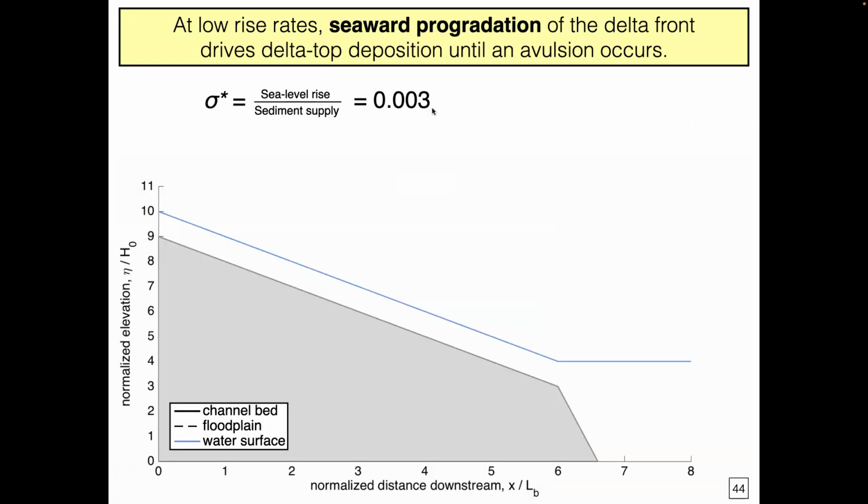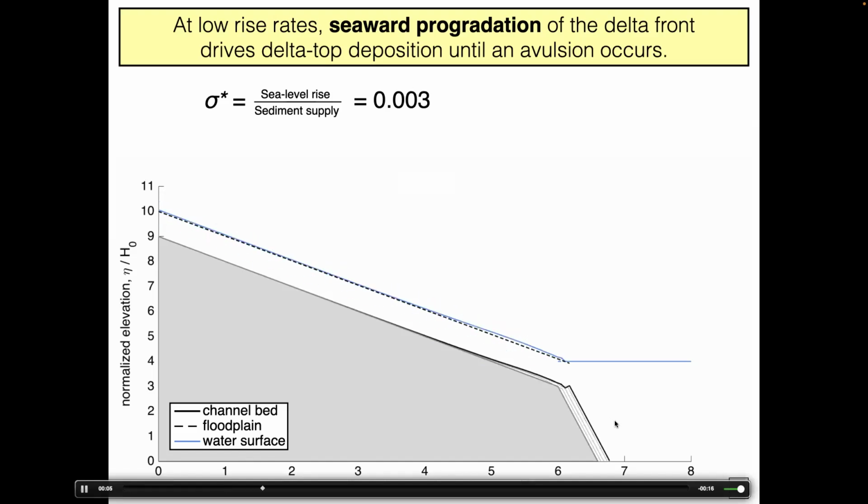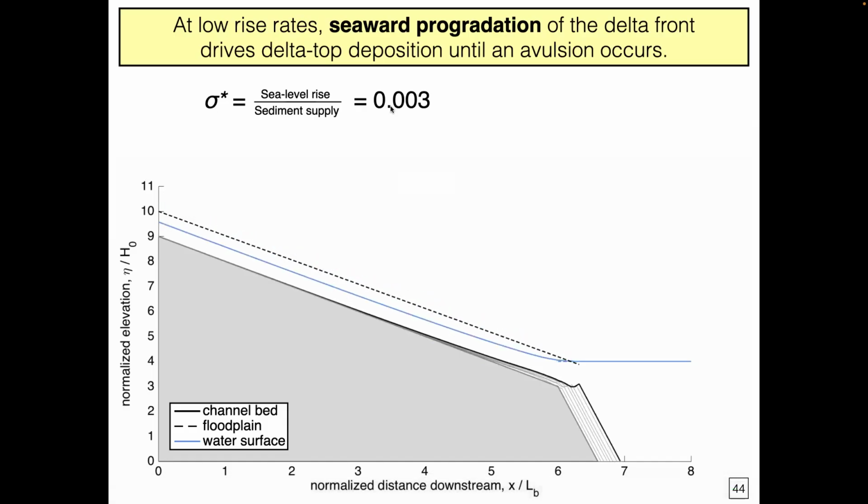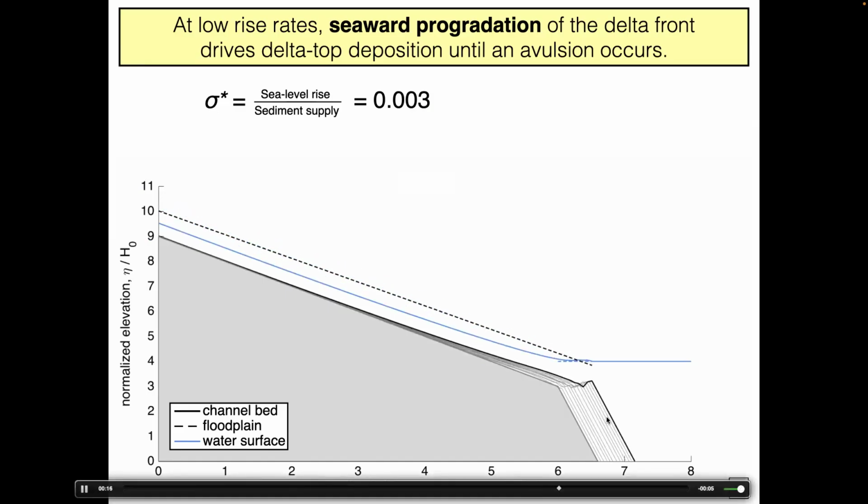So getting to these results, we see that at low rise rates, there's this progradation of the delta front, which drives the delta top deposition until an avulsion occurs. So this is an example with really, really slow sea level rise. This is where sea level rise is 0.3% of the sediment supply. So it's basically negligible. And in this regime, the deposition on the delta is basically governed by how far it advances seaward. It's called backfilling. And then here, an avulsion has occurred at this node, and then it happens over and over and over again.